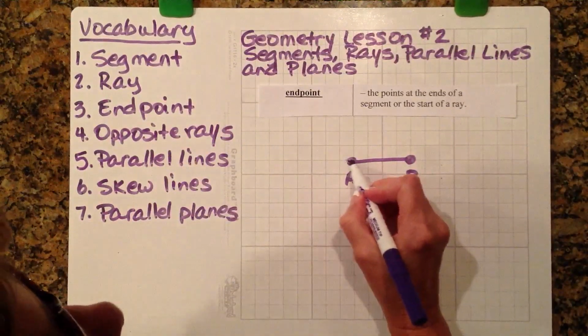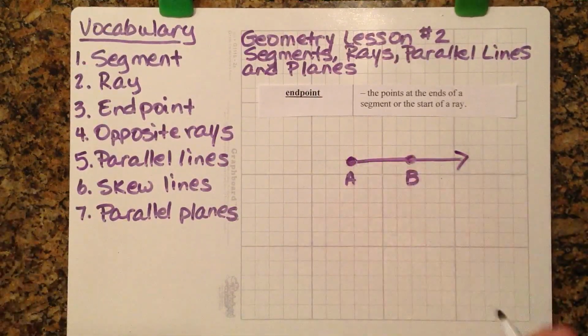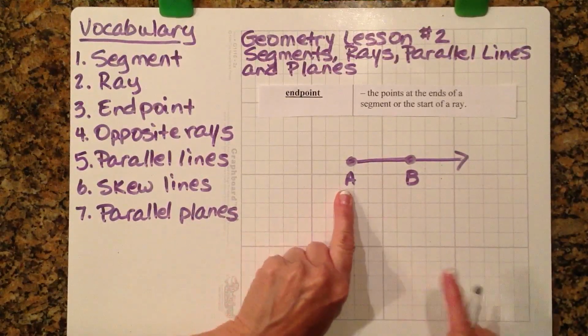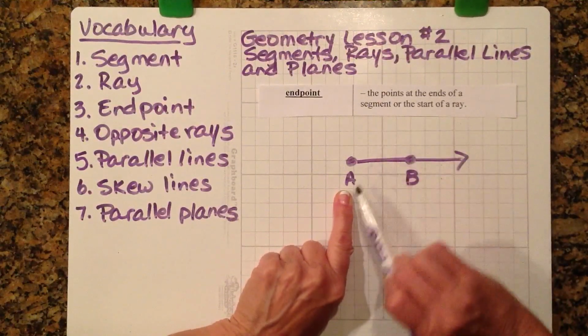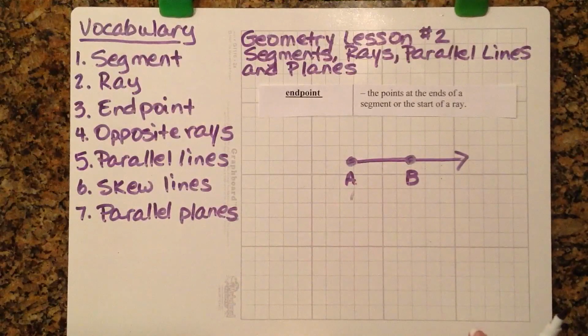Okay, what if I keep continuing and make Ray AB? Where's my endpoint of that? Is it here? No, it's right here. That's where it starts. So this is my endpoint of my ray, is point A right there.